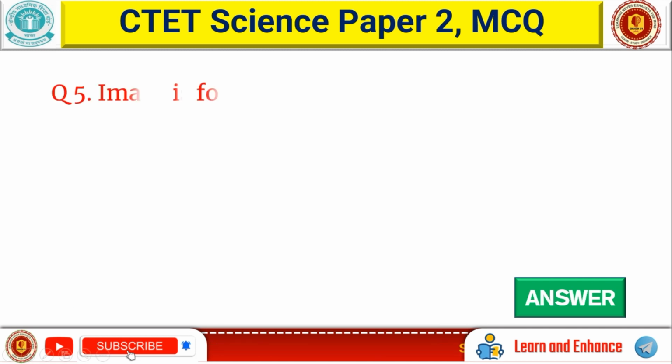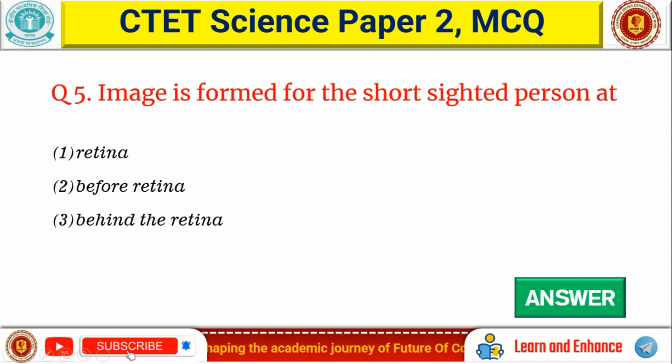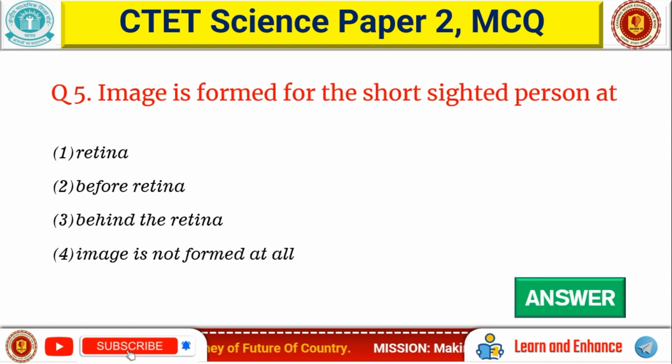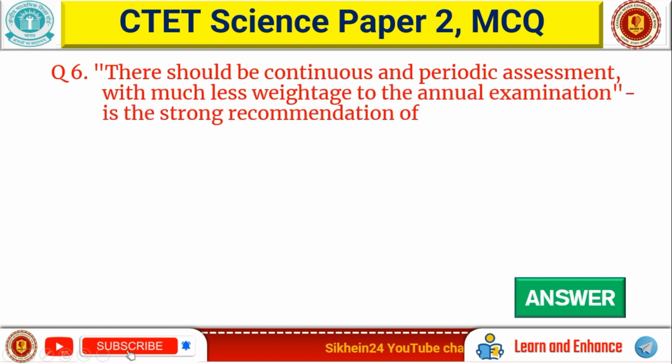The next question on your screen. Image is formed for the short-sighted person at first retina, second before retina, third behind the retina, fourth image is not formed at all. So I think that 2 is the correct option of this question. Let's see. Yes, before retina. For the short-sighted person, dear future of country, image will form before retina, so they are not able to see the distance objects, right?